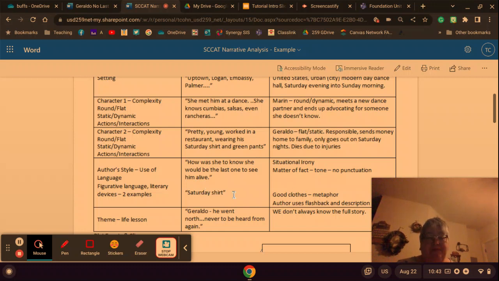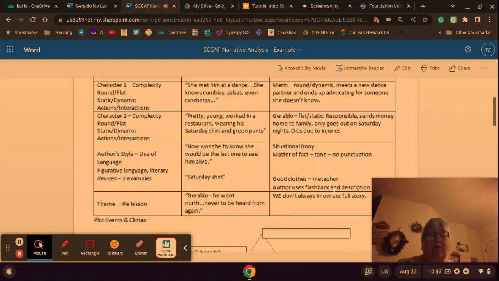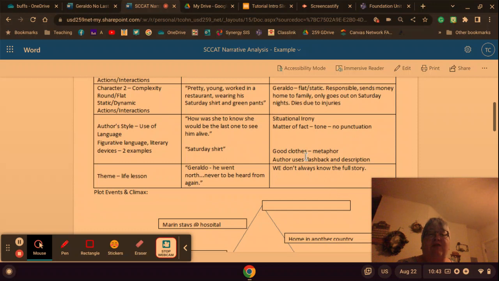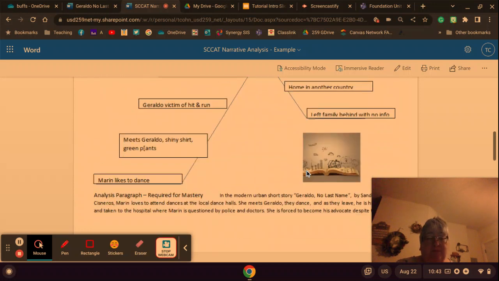Saturday shirt. This is the good clothes that Geraldo wears. This is a metaphor. We could also talk about how the author uses flashback and description, how the author describes Marin, how the author describes the shiny Saturday shirt and the green pants. Then the theme or life lesson. Geraldo. He went north, never to be heard from again. And that relates to the theme, we don't always know the full story.